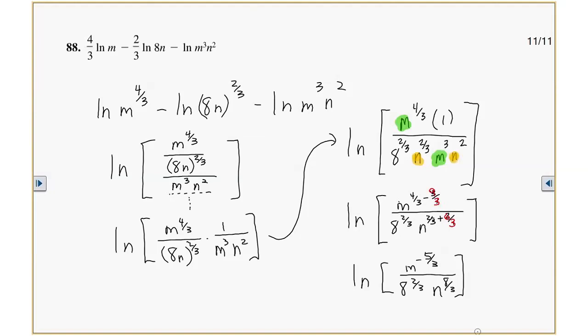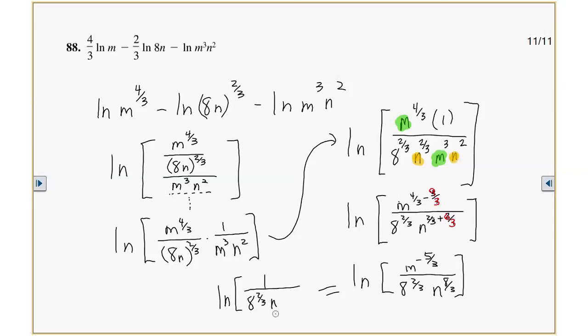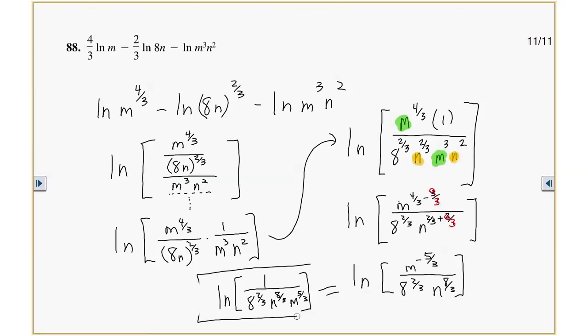And then what can I do with my exponential law with the negative exponent? Bring it downstairs, yeah, using the inverse rule. So that's 1 over 8 to the 2/3, n to the 8/3, and m to the 5. You can keep going with the 8, or you could also factor out, but you don't have to do all that. That's probably the best answer.